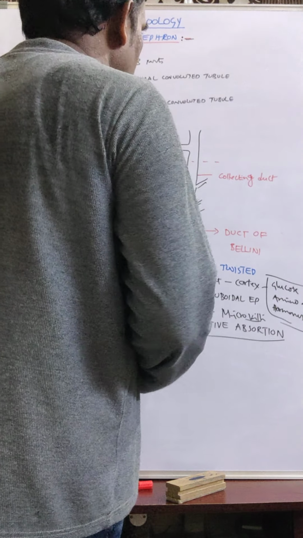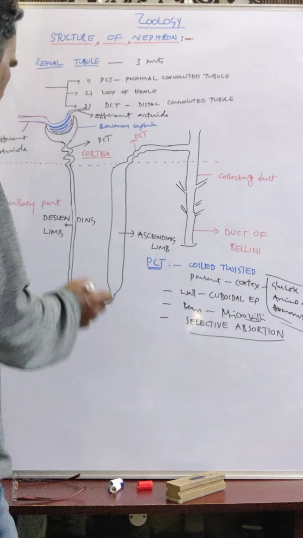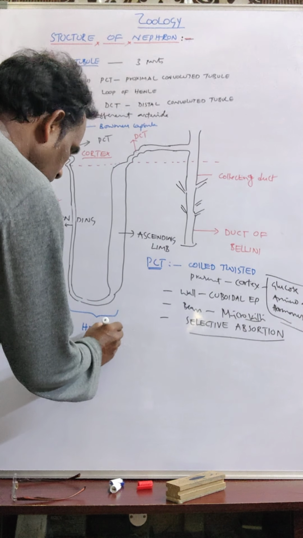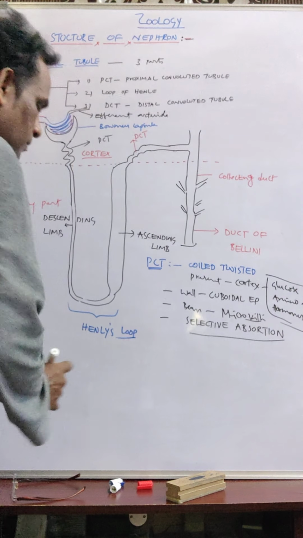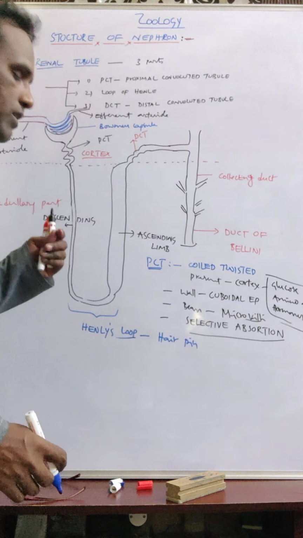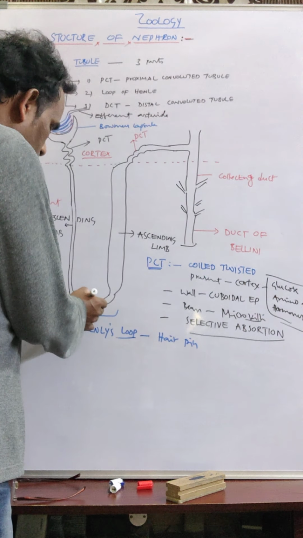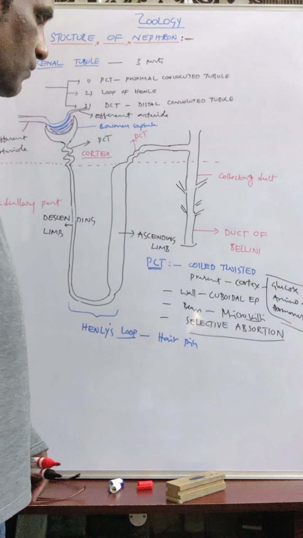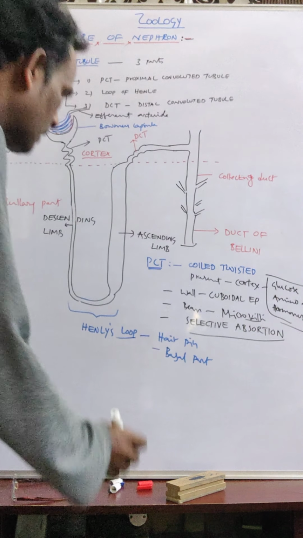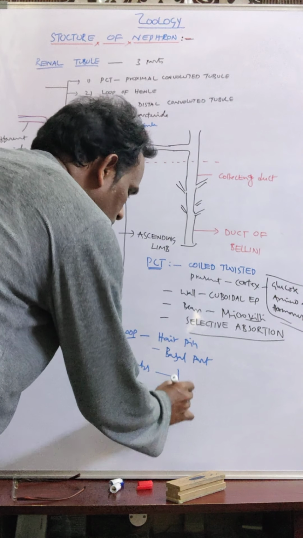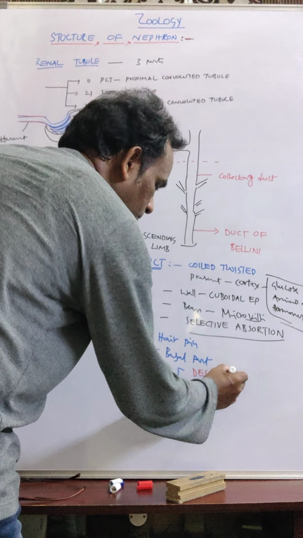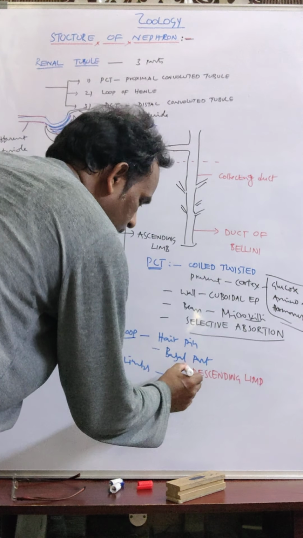Now let's go on to the next one. Henle's loop. Henle's loop, this part we can call a hairpin like structure. It is made up of two limbs, both of them connected at the basal part. Having two limbs: the descending limb and the ascending limb.